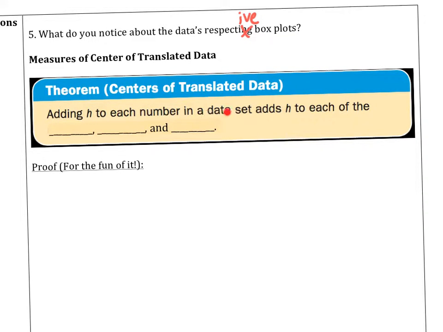All right, so here. Adding h to each number in a data set. And remember, adding is the same thing as subtracting, right? If you add a negative. To each, what it does is if you add h to all the data, then it is the same as adding h to the mean, to the median, and to the mode. So in other words, the centers of data also get translated.